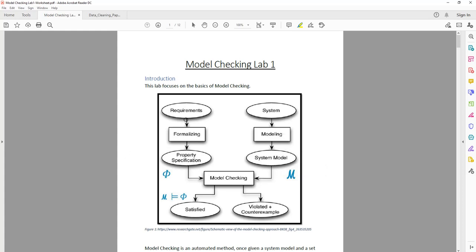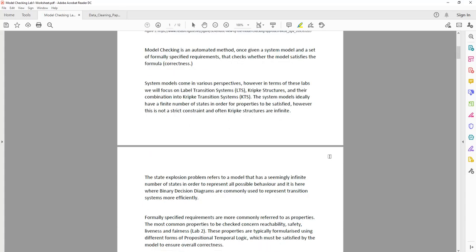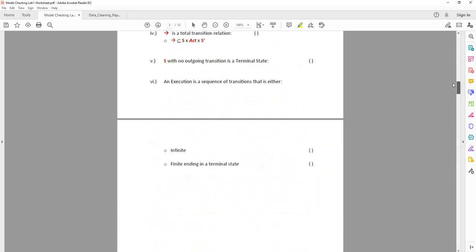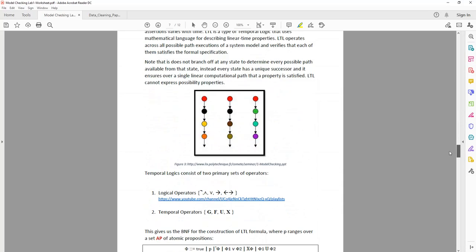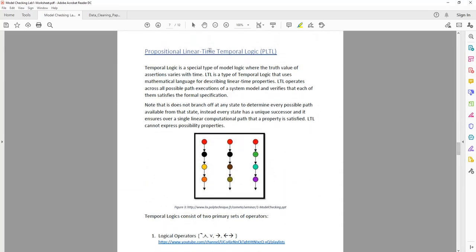We now move on to the left hand side, which is our requirements: how we formalize the requirements and get property specifications. So we're going to do this in this lab using propositional linear time temporal logic, PLTL.